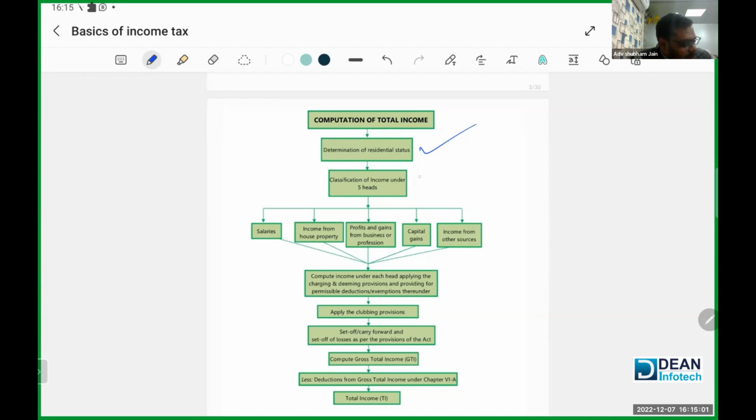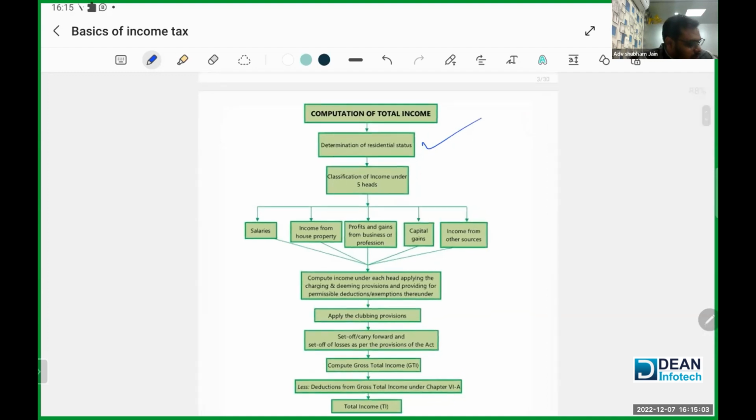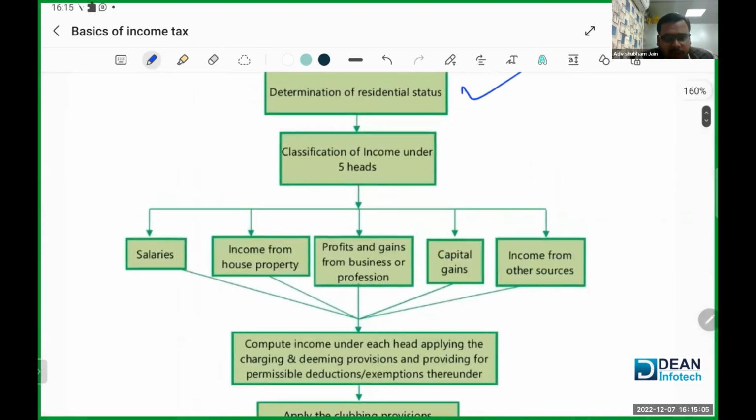Secondly, the classification of income under 5 heads. The income is classified under these 5 heads as shown on your screen. The first head is salaries. For the people who are salaried employees, whatever they earn, the head in which their income goes is salaries. This is the first head in which we calculate income earned from salaries. Now we are going to talk about this in detail further.